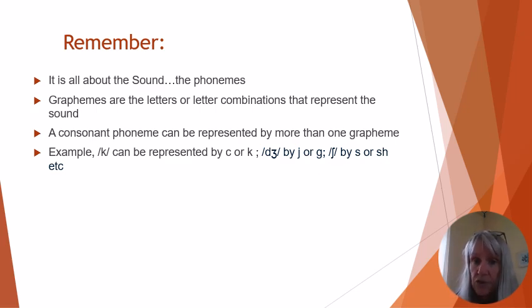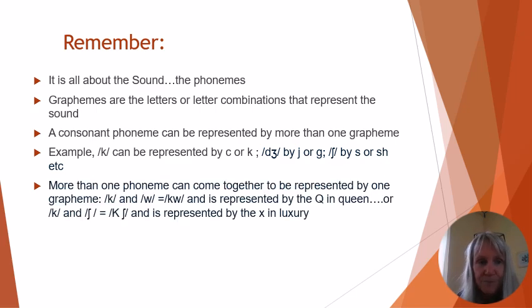Okay, the J sound can be represented by the J as in judge or the G as in gem. We're hearing the same sound, but we see two different consonant letters representing that sound depending on the words they are used in. The sh sound can be represented by an S, but more than likely it is represented by this diagram, SH. So that's just a few examples.